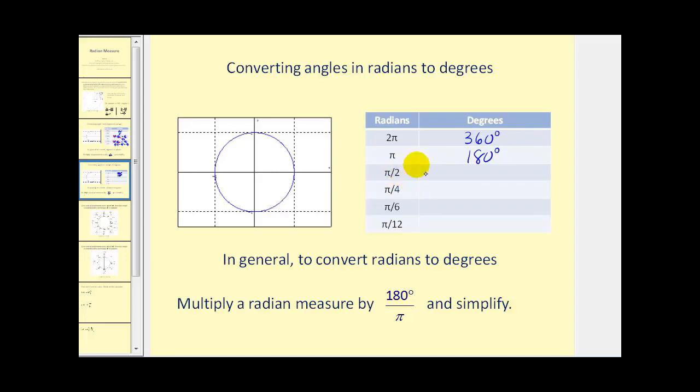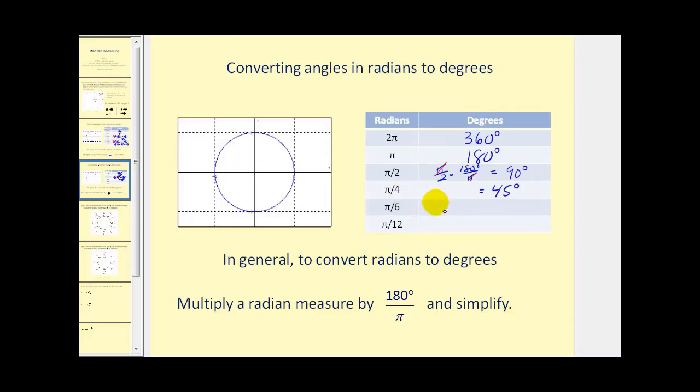Let's go ahead and show this one. We want to convert pi over 2 radians to degrees, so we'll multiply by, this time, 180 degrees divided by pi, and simplify. Pi simplifies out. This simplifies to 90 degrees. And again, pi over 4 is half of pi over 2, so half of 90 degrees would be 45 degrees. This is important because if we have an angle that's a multiple of 45 degrees, we will have an angle that is just a multiple of pi over 4 radians.